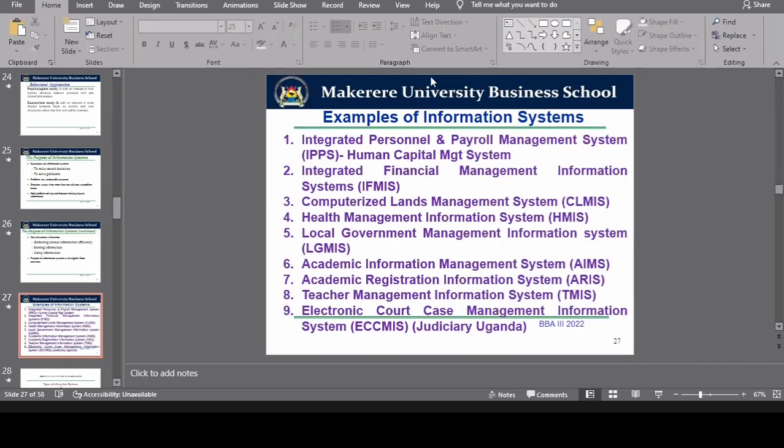Actually, that is now what we call almost an ERP, in that it looks at the management function from the operational level straight up to the strategic level. Thank you very much.